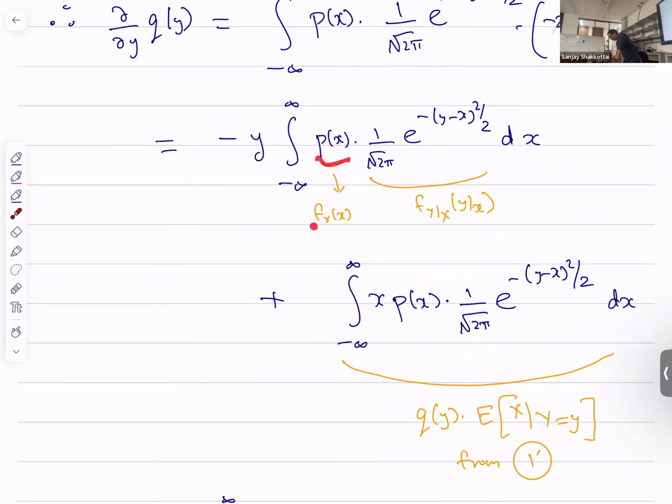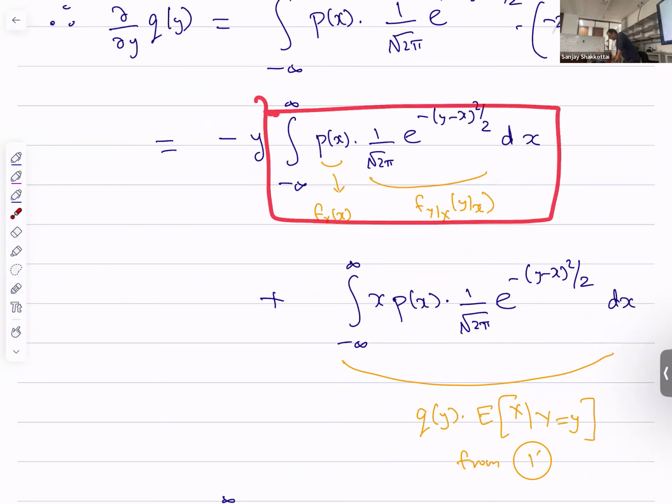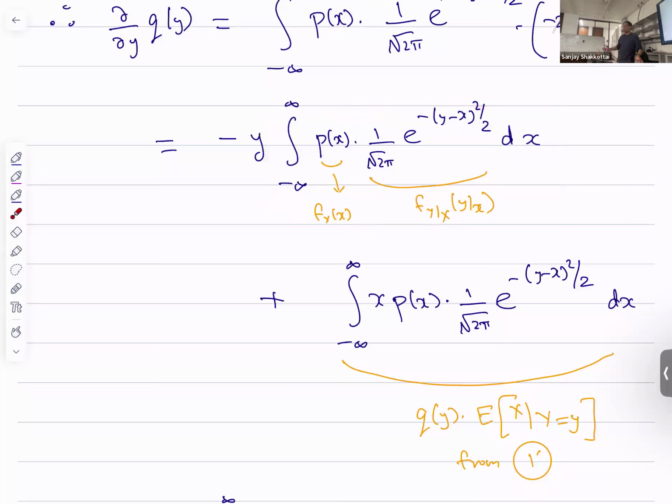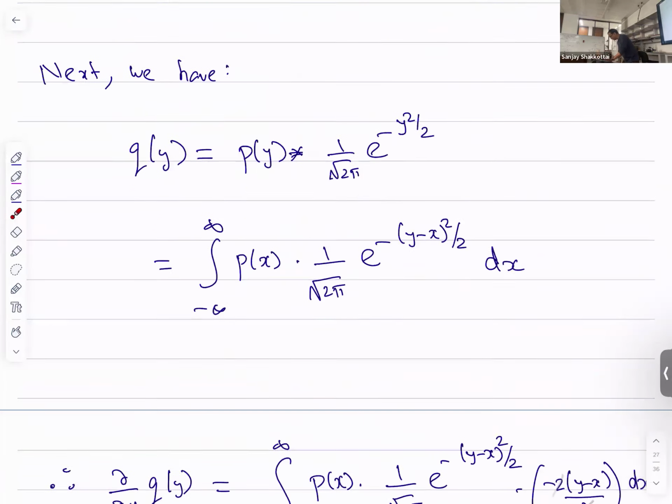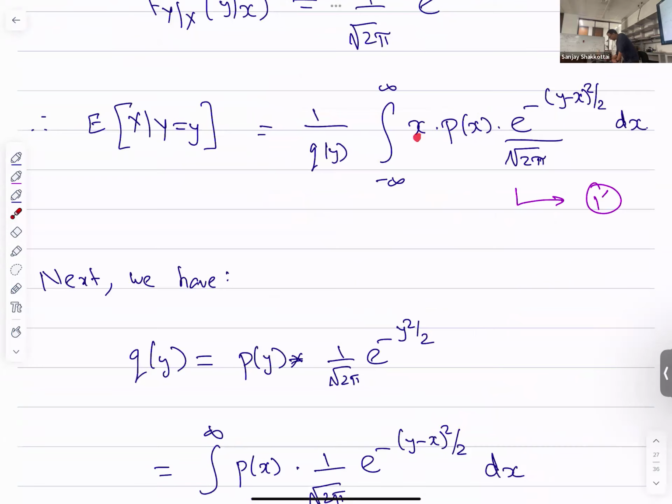Now look at this. This is p, which is f of x. This is f of y given x. So this product is the joint of x and y, which means this integral is the marginal of y, because I'm marginalizing out the joint of x and y. This one, we just saw, x times p times this is the conditional expectation, divided by q.